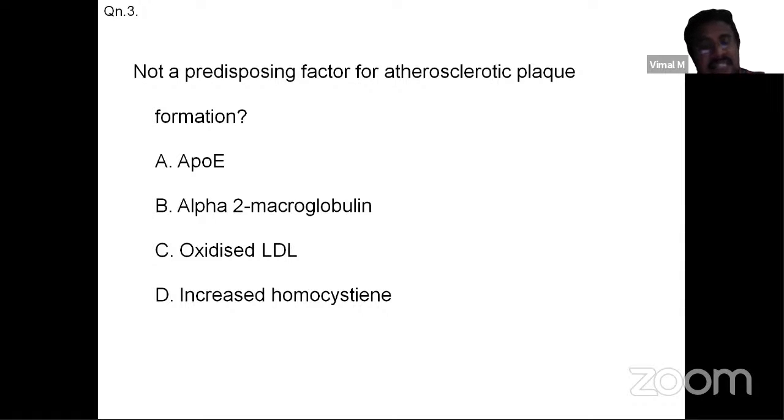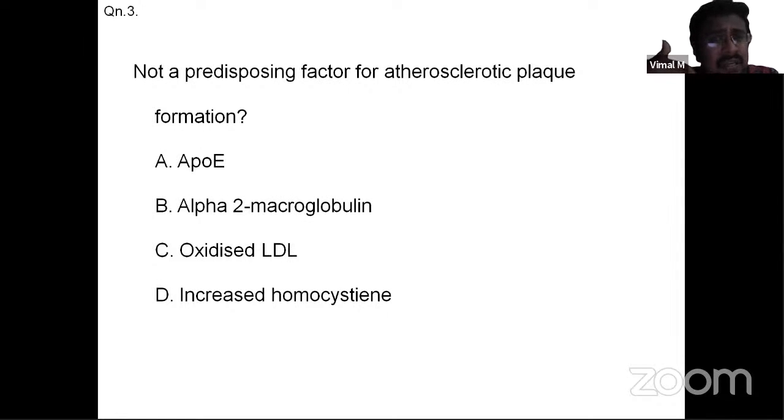We can classify the risk factors for atherosclerosis into modifiable and non-modifiable risk factors. Under non-modifiable risk factors, you have genetics, age, male gender, and some genetic risk factors. And you have the modifiable risk factors like hypercholesterolemia, hypertension, smoking, diabetes, obesity, and type A personality.